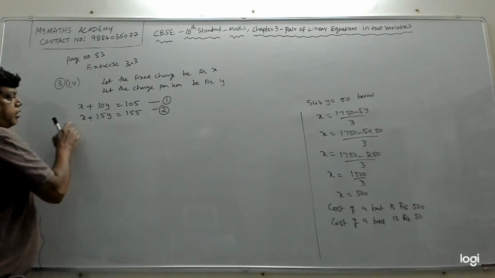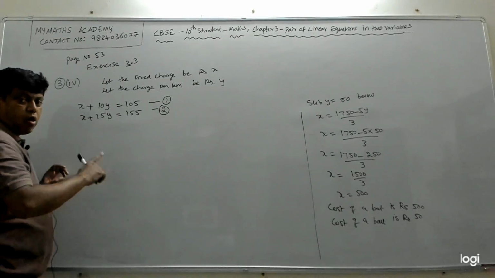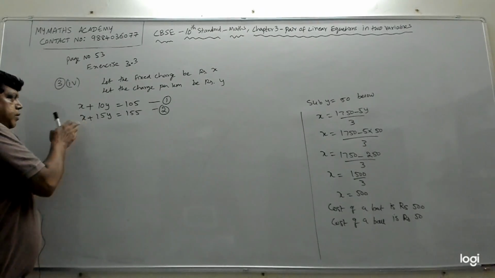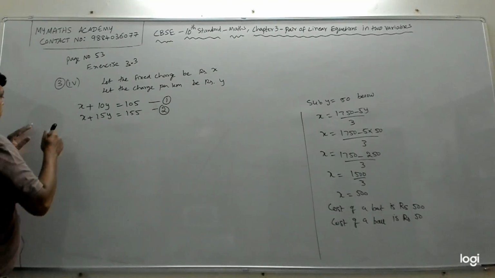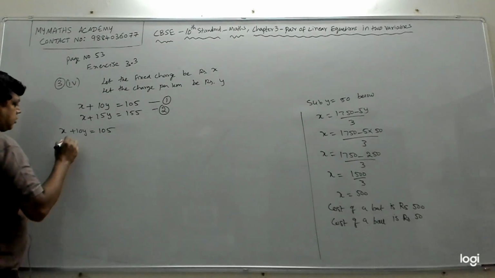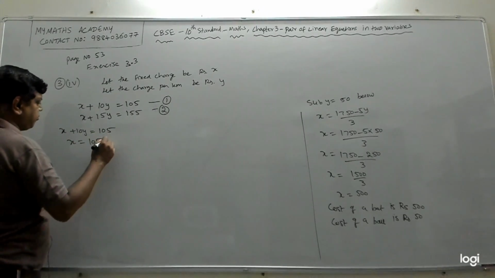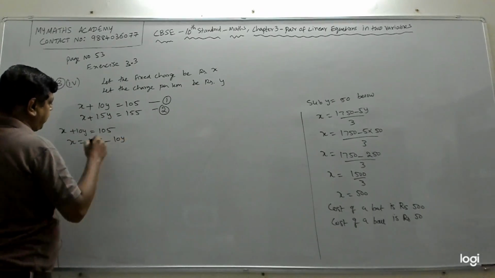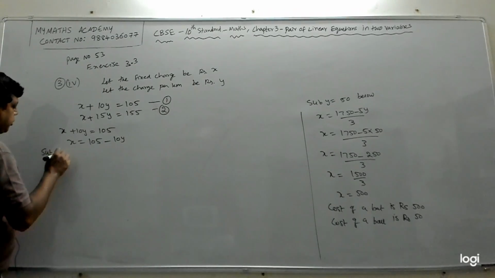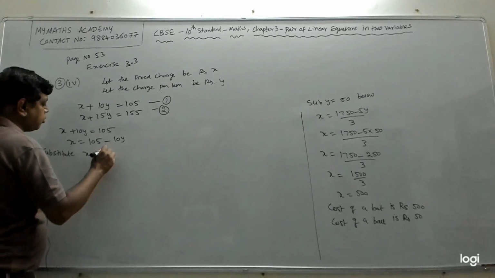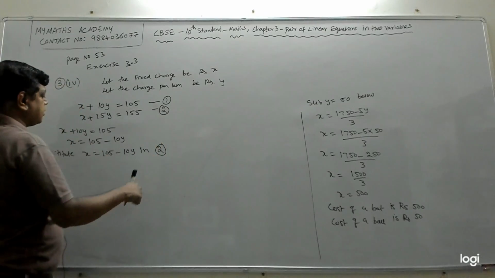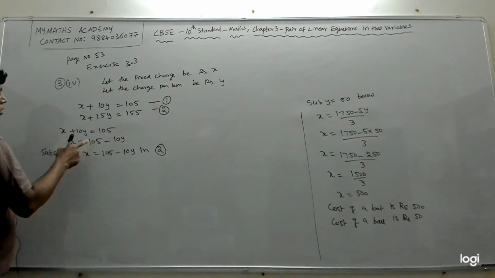Fine. So we can take any one of the equations which has the coefficient of x as 1 or the coefficient of y as 1. Here the coefficient of x is 1, so we can take this equation. Here also it is 1, so we can take this equation or that one. I'll take the first equation. So I get x plus 10y equal to 105. So x is equal to 105 minus 10y. Now we need to substitute x equal to 105 minus 10y in the second equation, because we got this from the first equation.